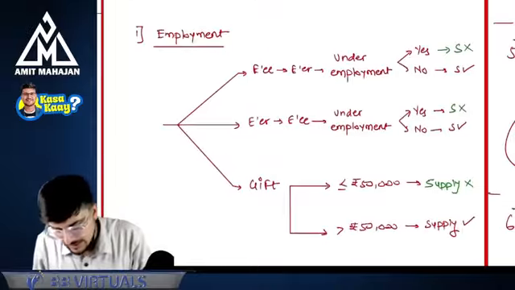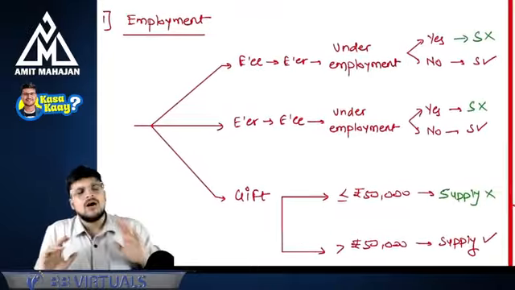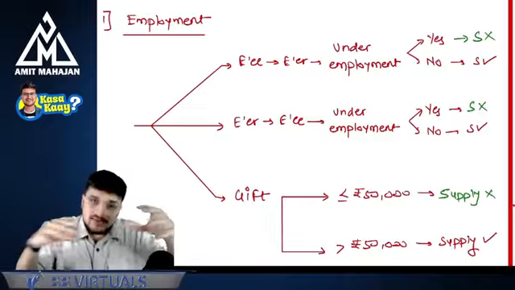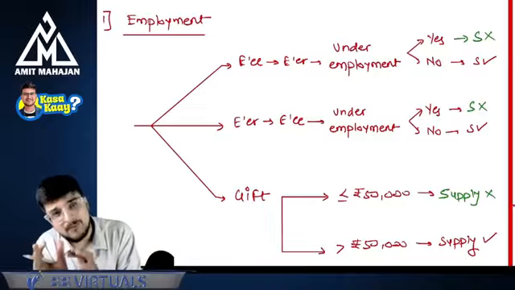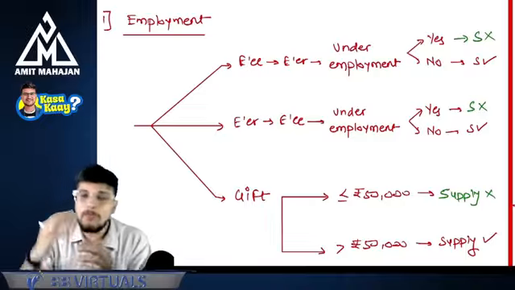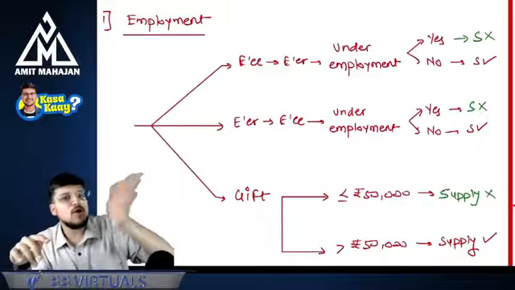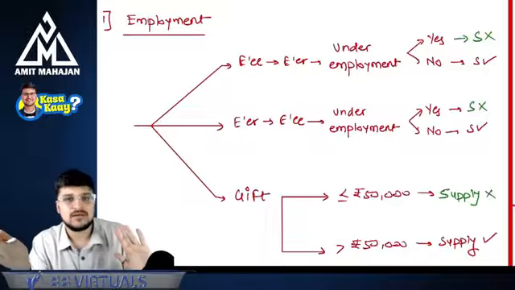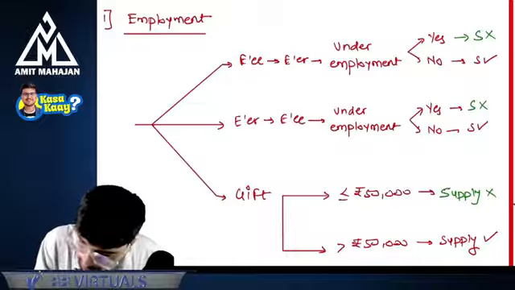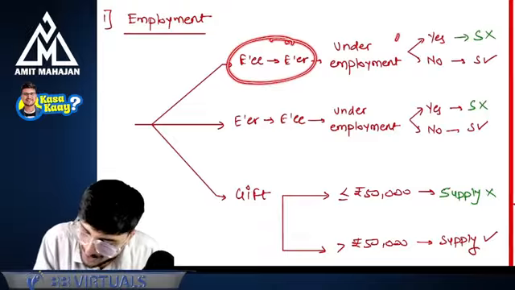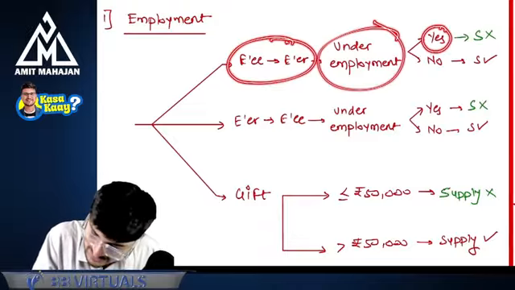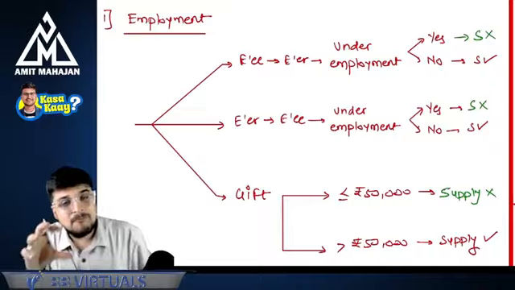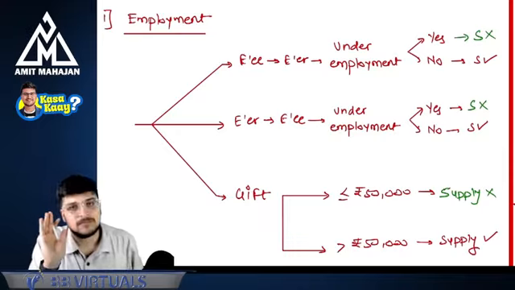Number one, employment. Just remember one thing. If there is an employment agreement and within the employment, there is some kind of service which is given by the employer to the employee, or by the employee to the employer, under employment, it will not be considered as supply because it is there in the negative list. Employment part always comes under negative list.